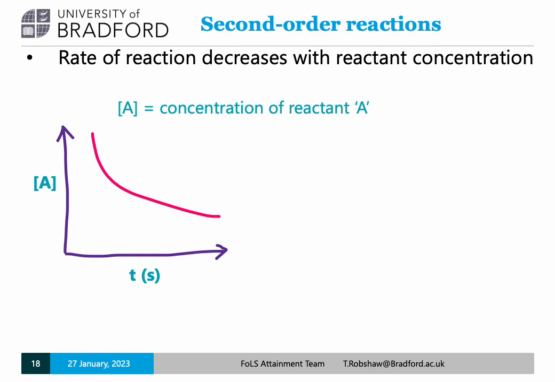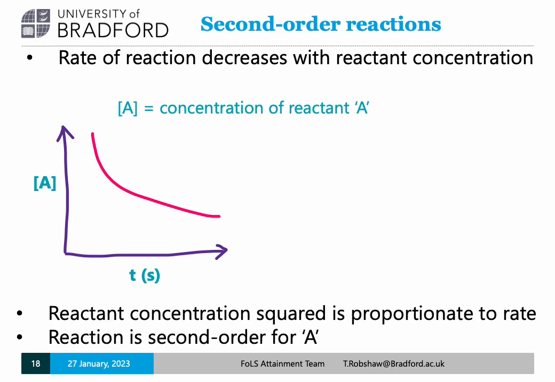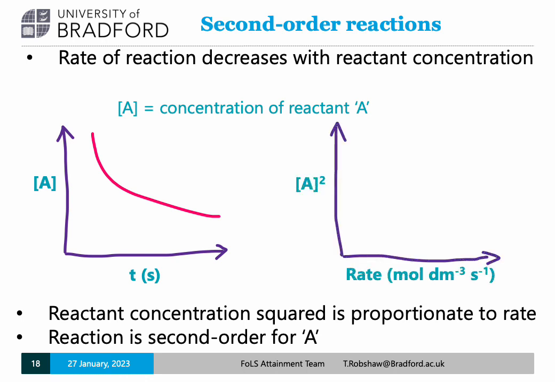Sometimes the rate of reaction is directly proportionate to the reactant concentration squared. So concentration squared is proportionate to rate. So then if we plot this graph with A squared on the y-axis, again we get the straight line gradient. And in these circumstances, we can say that the reaction is second order for reactant A.